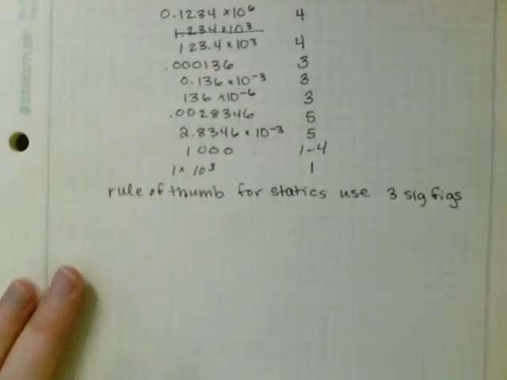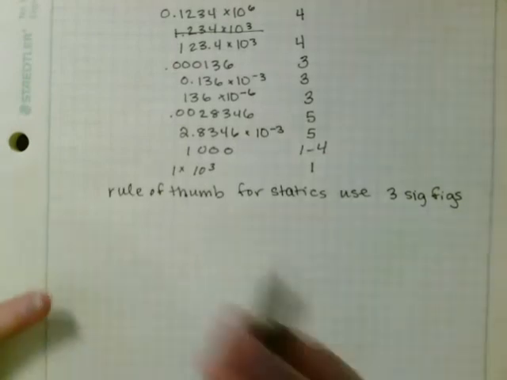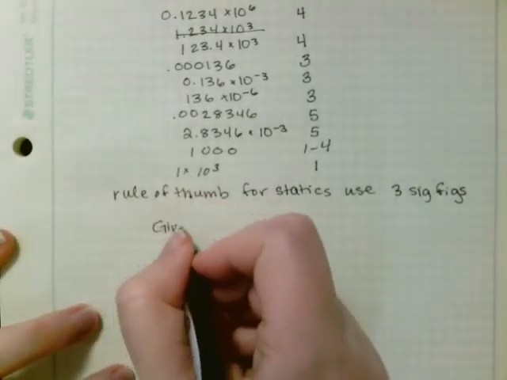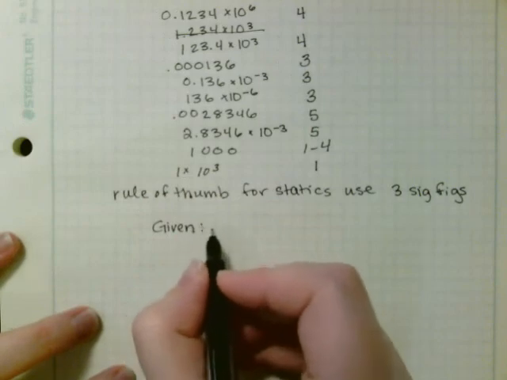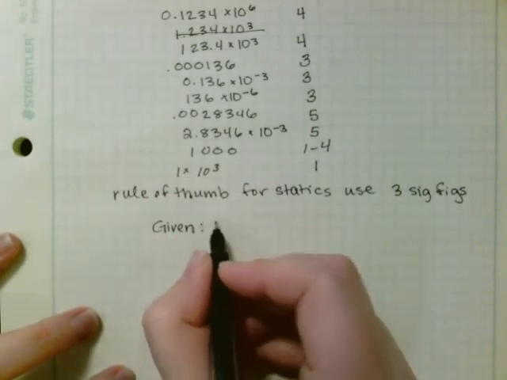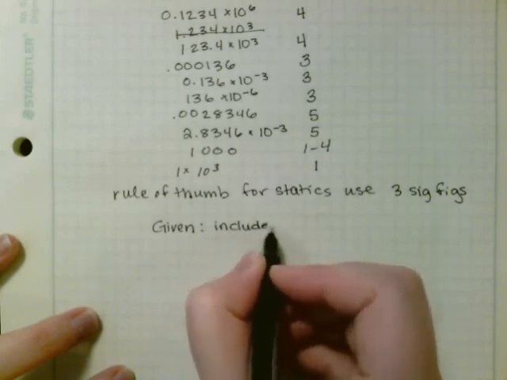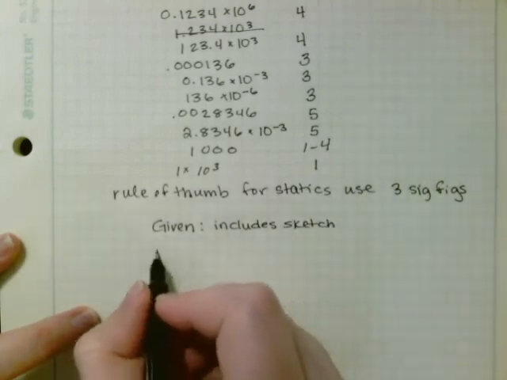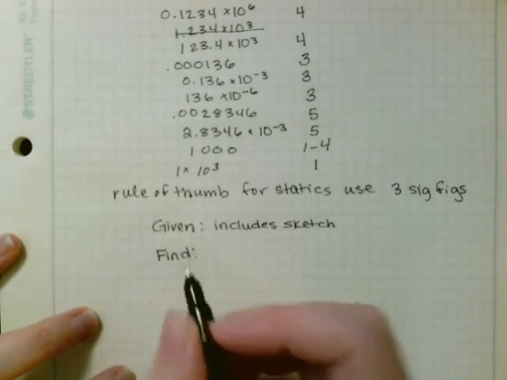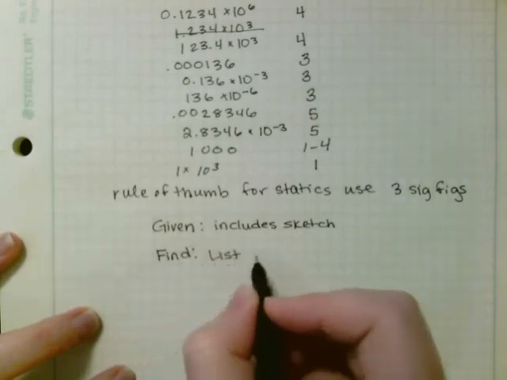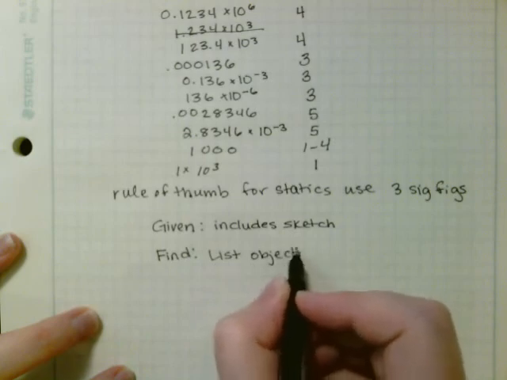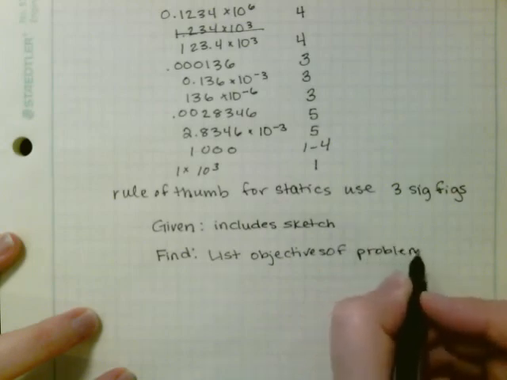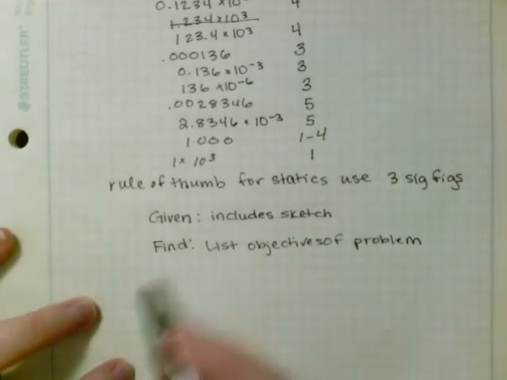So let's discuss how your homework problems should be submitted. For every single problem, you should have a given. What are you given in the problem? And that should always include a sketch. Then list what you're going to find, which is basically the objectives of the problem. And then finally, the solution, how you're going to solve it.